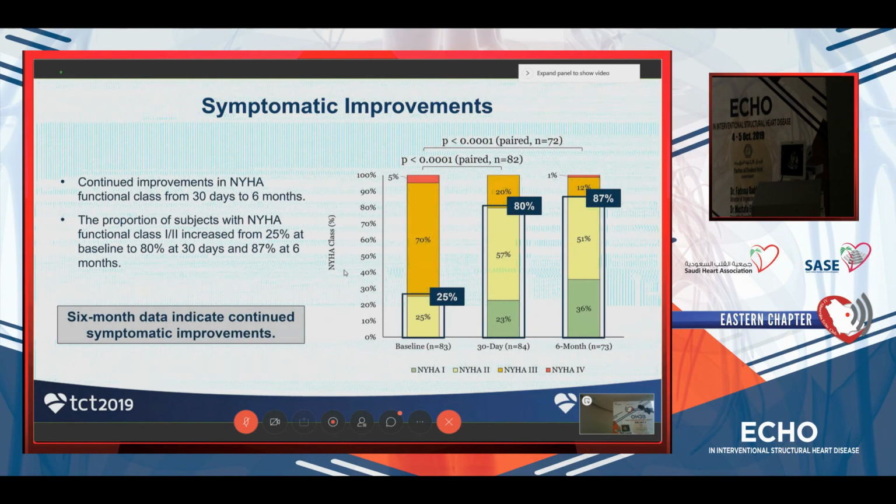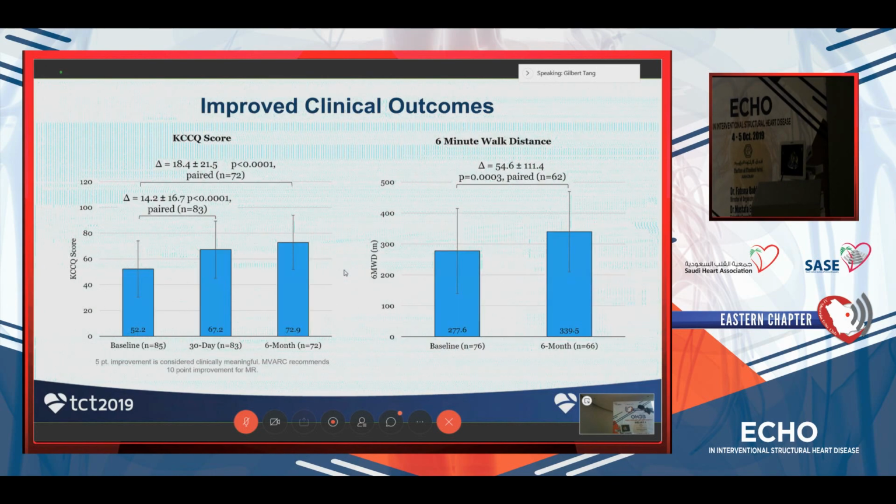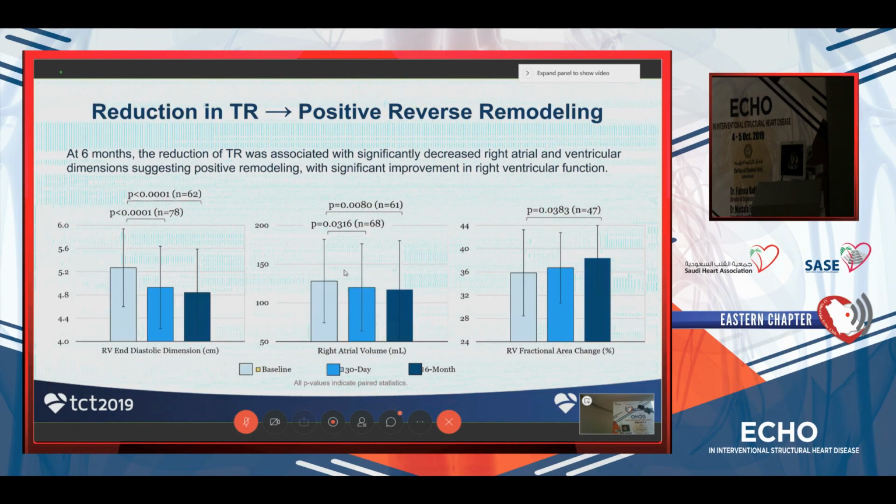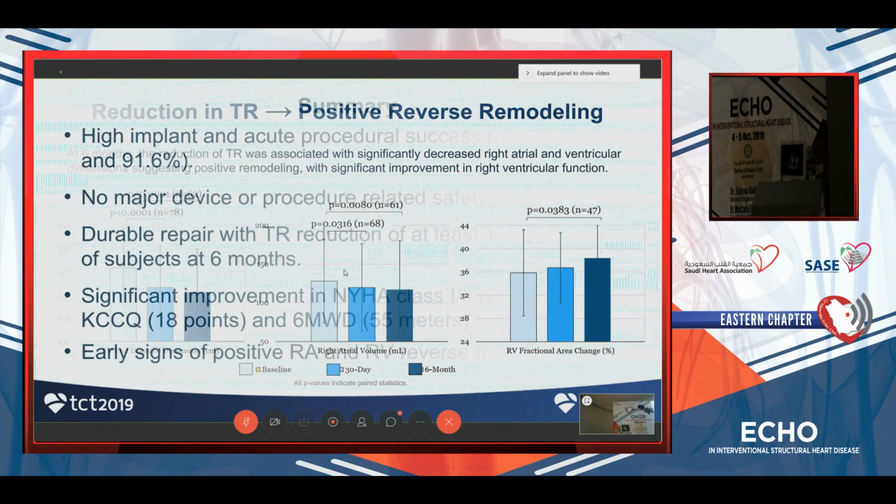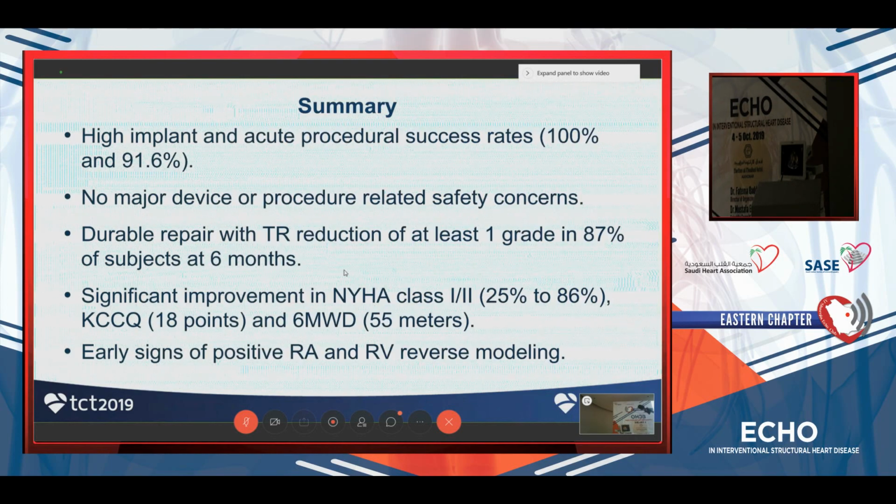You can see here the NYHA class improvement at 6 months and sustained, including KCCQ score and 6-minute walk test as well. You can see possible remodeling on the right ventricular dimensions, right atrial volume, and fractional area change at 6 months. So in summary, the Triluminate early feasibility shows good procedural success with no major device safety concerns and good clinical outcomes so far.